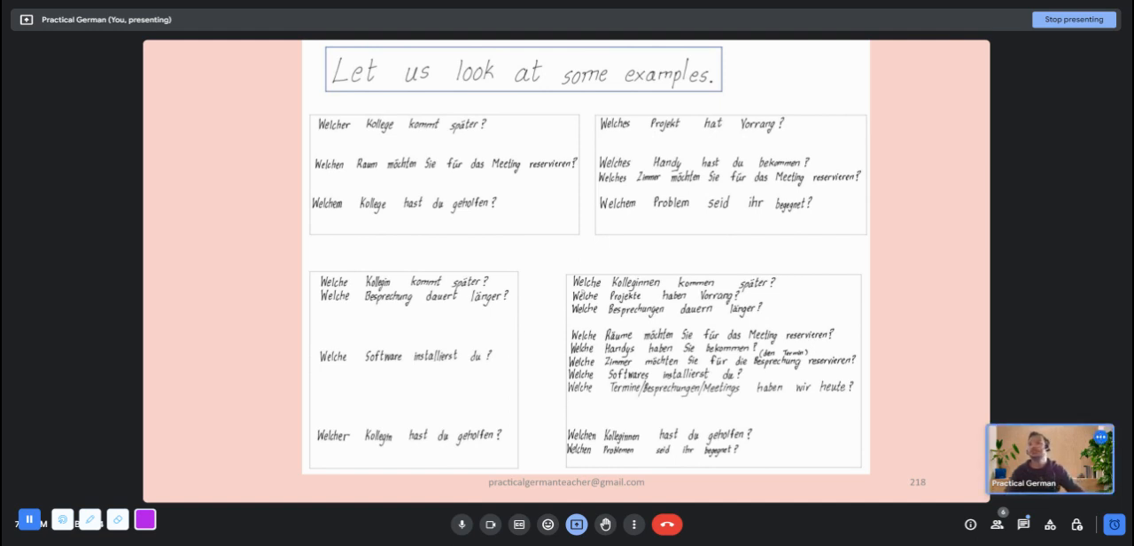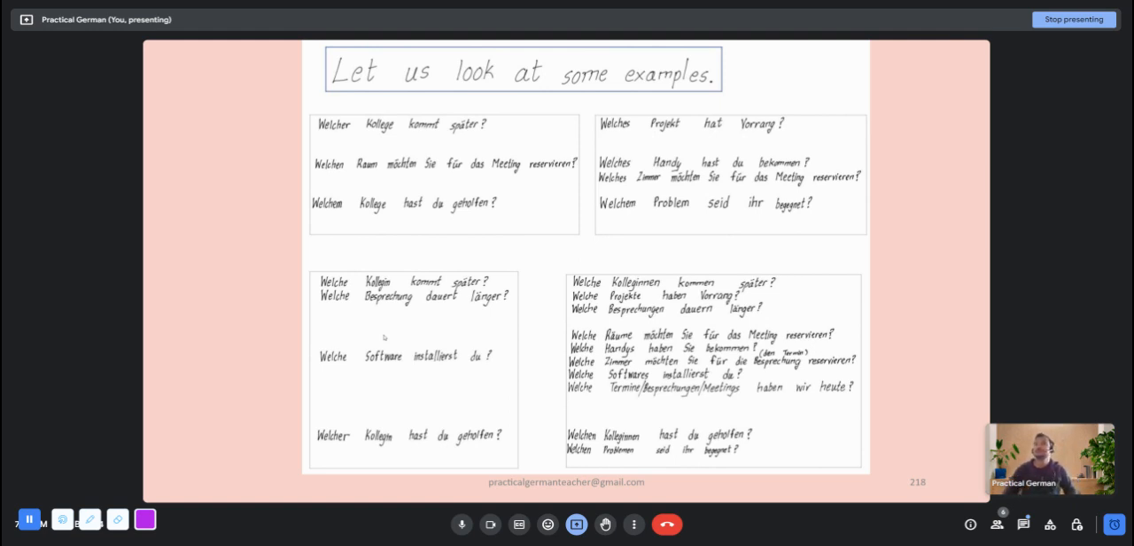Next, you can read this block as well. While you're reading, please notice that things are changing. Yes, please read this block. Welche Kollegin kommt später? Kollegin. Okay, there is a mistake. It's not M, it's N. Kollegin kommt später.